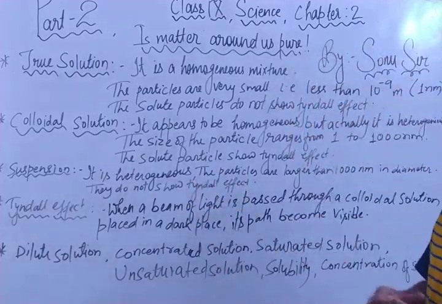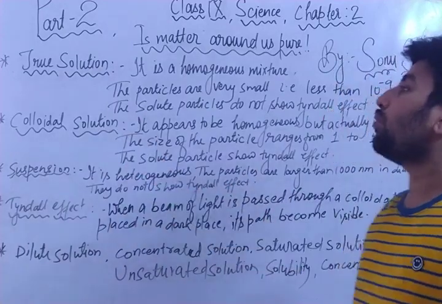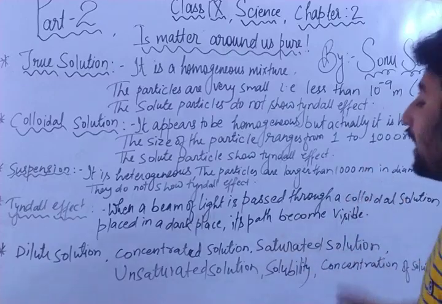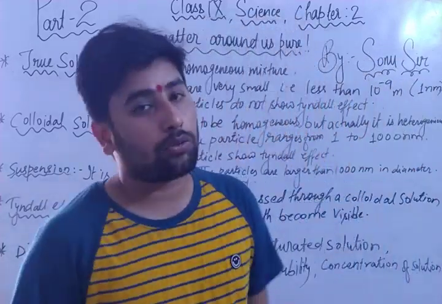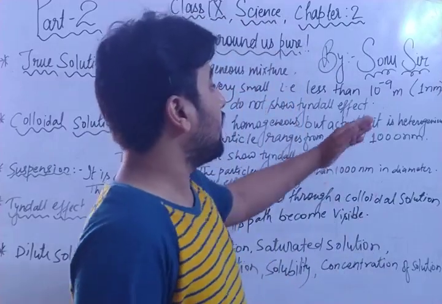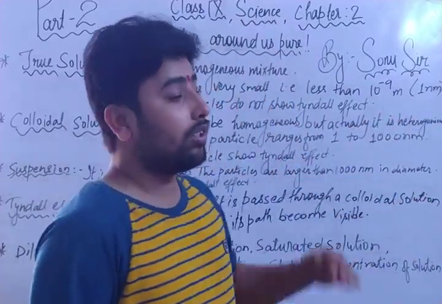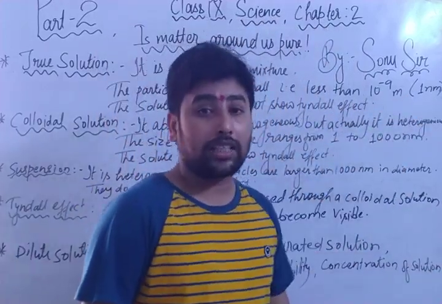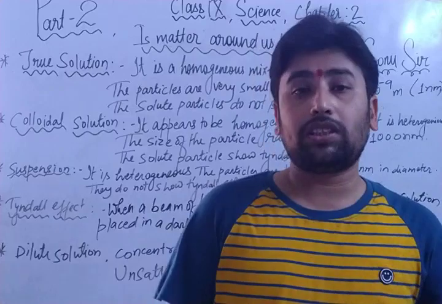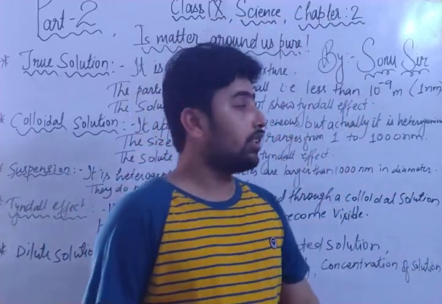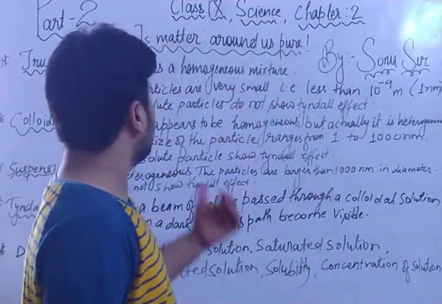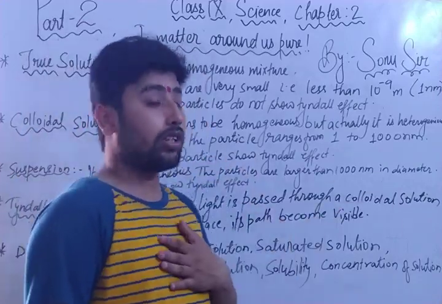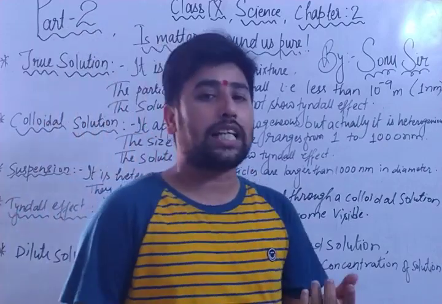So let's start with the example of homogeneous mixture, the true solution. True solution is a homogeneous mixture. The particles are very small, less than 1 nanometer. 1 nanometer means 10 to the power minus 9 meter. It means you have to divide 1 meter into 100 crore parts, and that will be 1 nanometer. So its particle size is very, very small. If you are dividing 1 meter into 100 crore parts, you can understand it's a very small size particle.